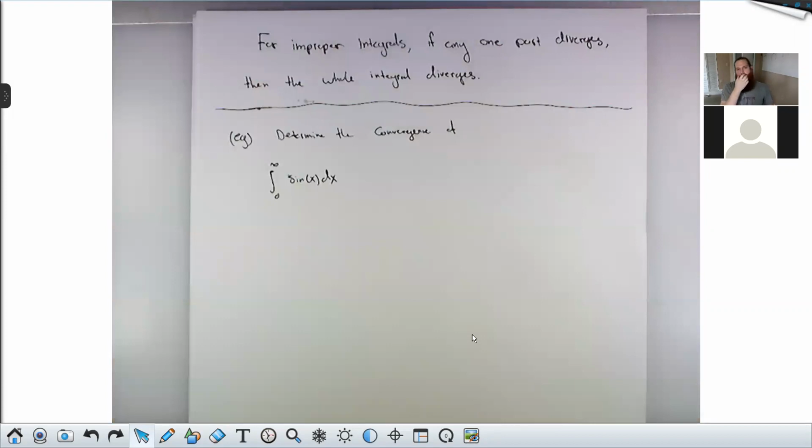What happens if I try to integrate the sine function from 0 to infinity? We end up with a similar kind of issue here. We know that the sine function spends equal amounts of time above the x-axis and below the x-axis. So in some sense, I want to say that the area above the x-axis should cancel perfectly with the area below the x-axis, and hence the integral is convergent.